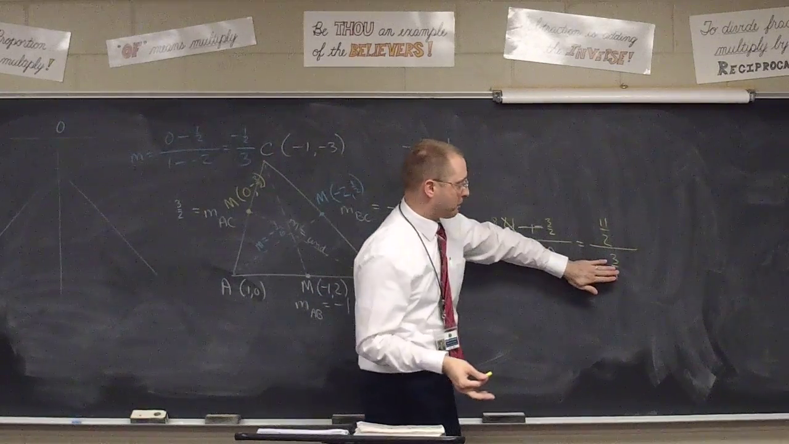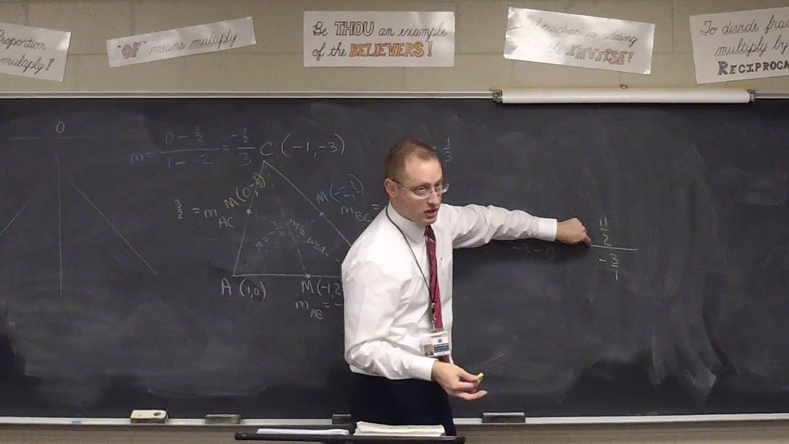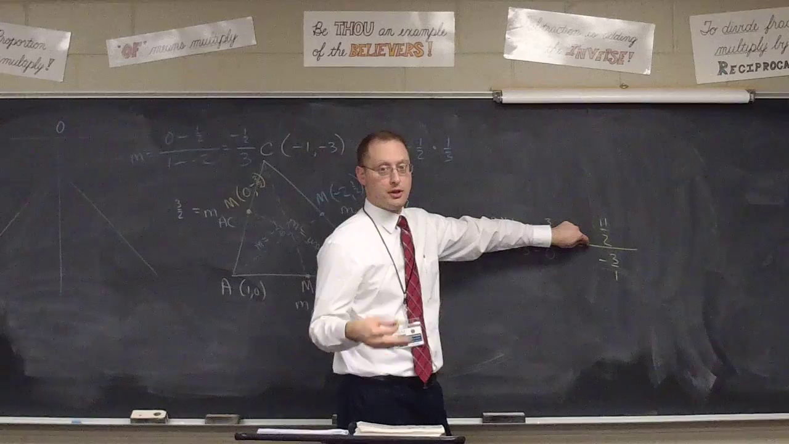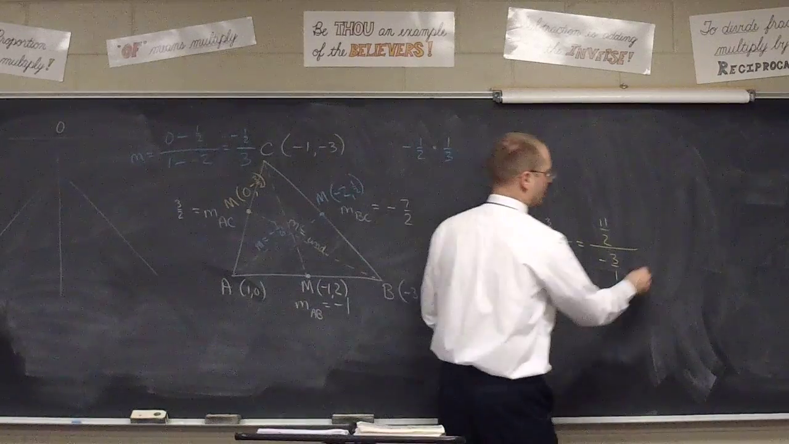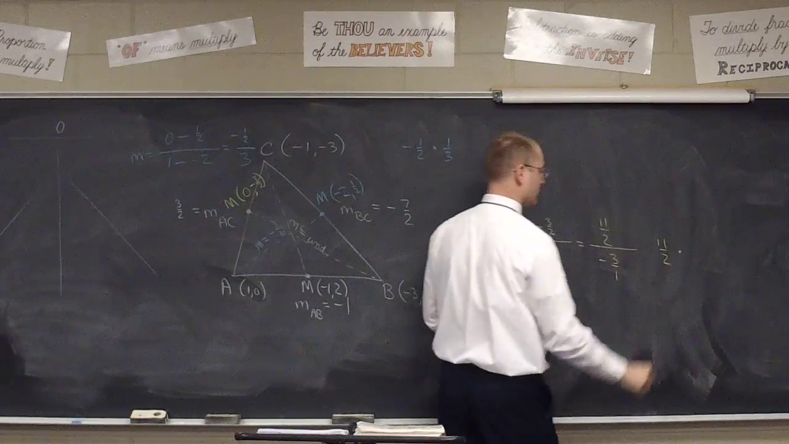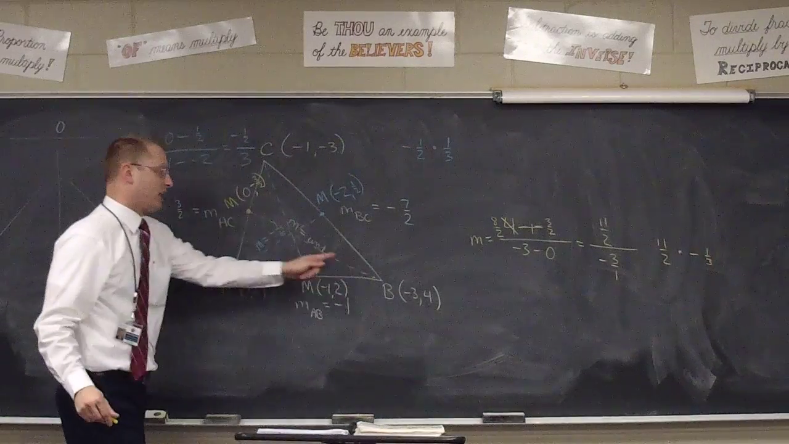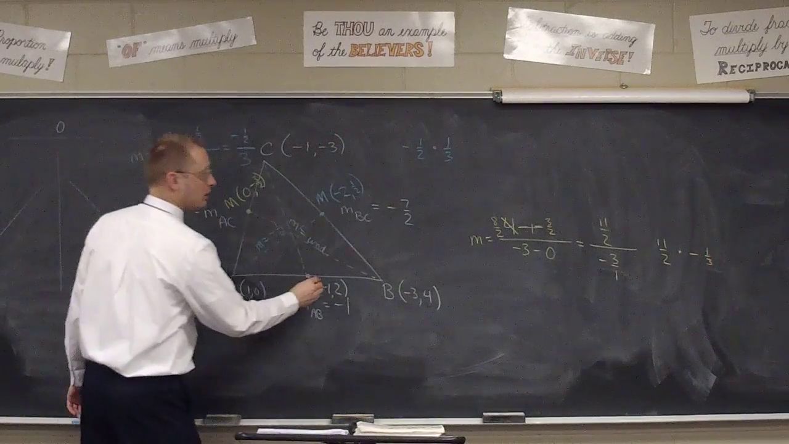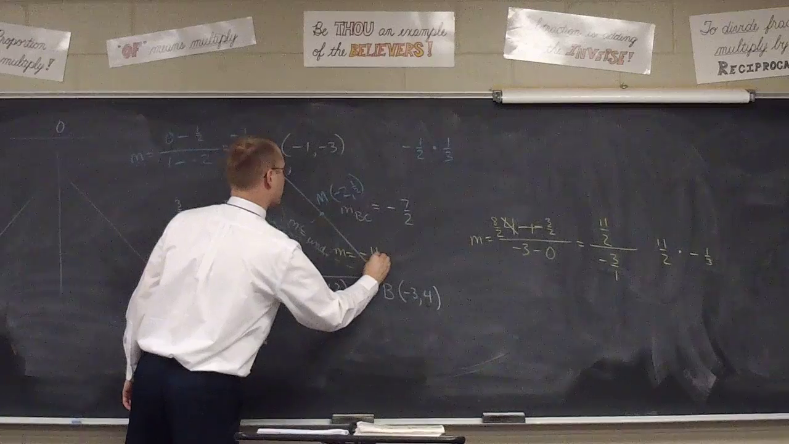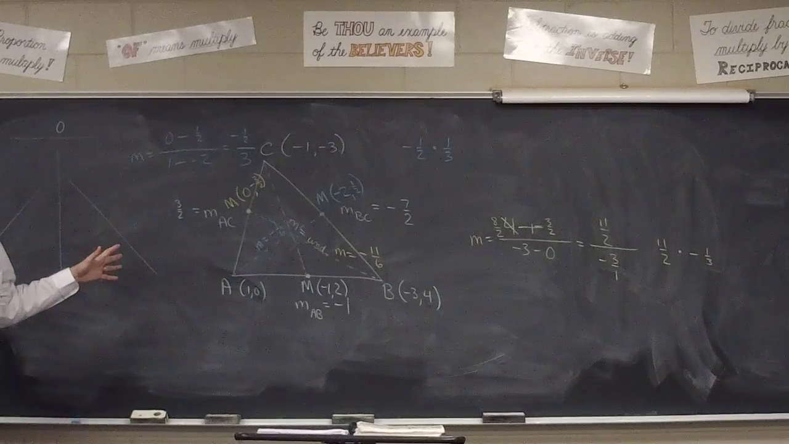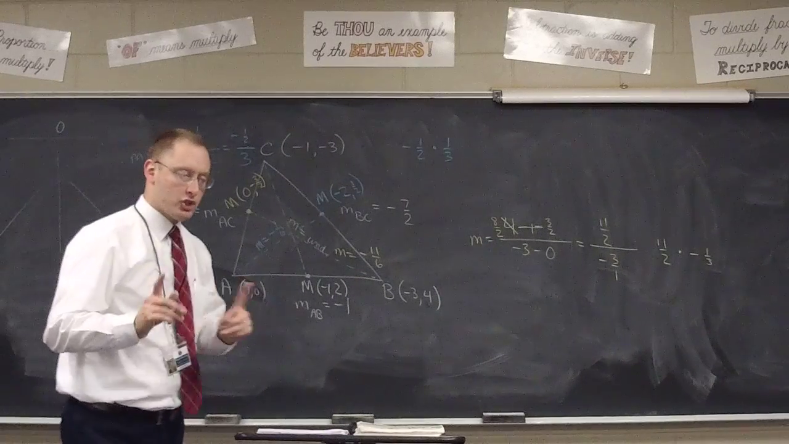The only advantage, I suppose, in that is that when I see the division in this complex fraction, I know I need to multiply by the reciprocal. So I'm going to change this to 11/2 times negative 1/3. What is the slope of this yellow median? Negative 11/6. And there are my 3 slopes of the sides and my 3 slopes of the medians. Questions on letter A?